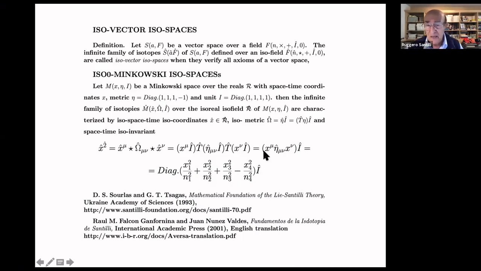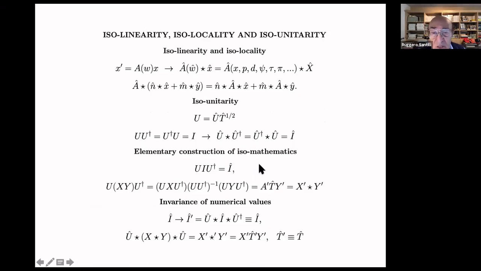So this is kind of a unification of different geometries, if you look at it in this way. This is a crucial point, and then perhaps I can stop here. It is the notion of isolinearity, isolocality, and isounitarity. Remember the problems of having a nonlinear T. A nonlinear T does not allow any symmetry.